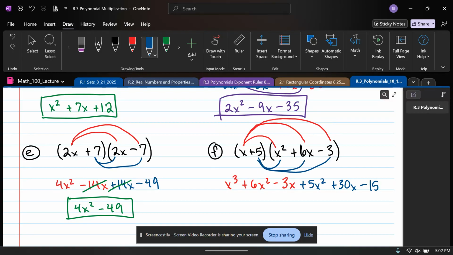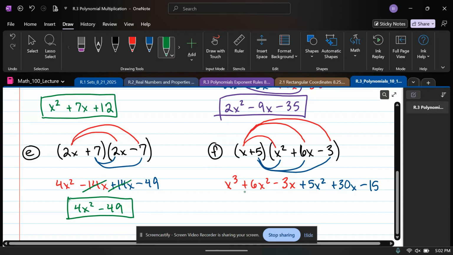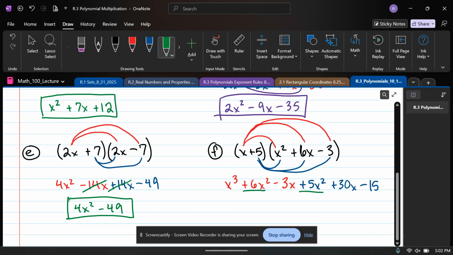So this one I've got a little bit more to do because I've got more like terms. Got an extra set of them. So I've got the 6x squared going together with the positive 5x squared. So that's going to be x cubed plus what? 11x squared. And then, so I'm done with those two. The next set is the negative 3x and the positive 30x, which together would be not negative, but positive 27x.